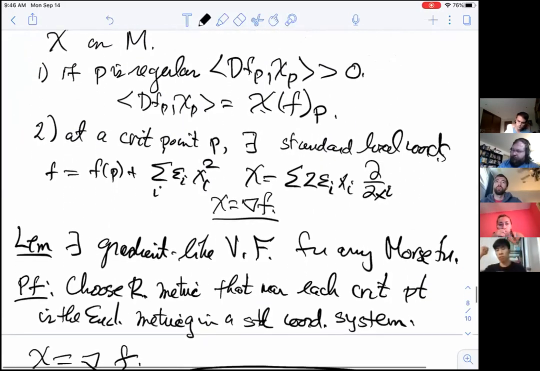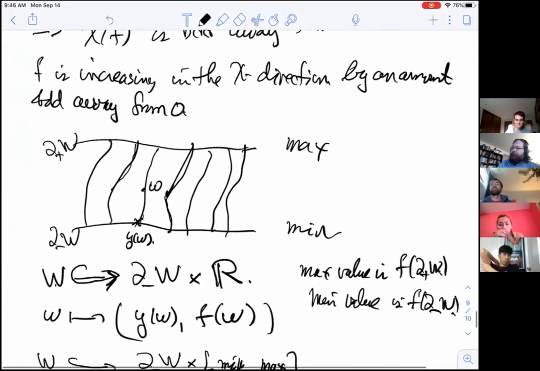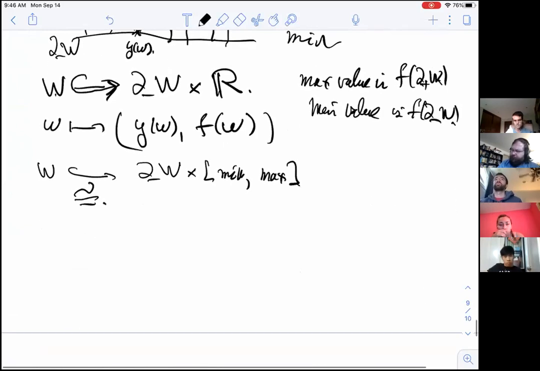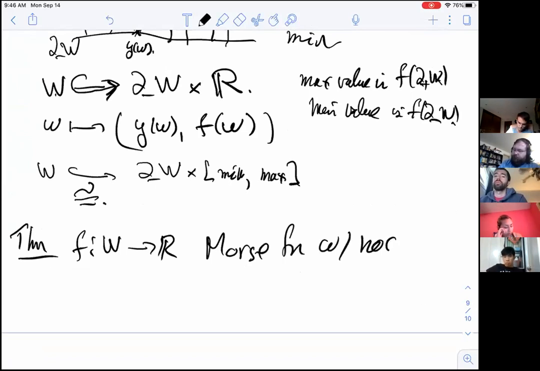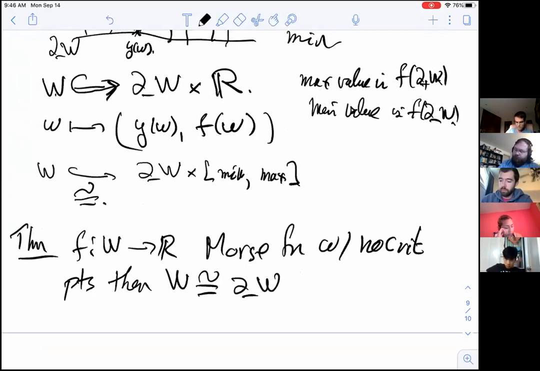So did I even state a theorem? What I've just proved is the theorem: if F mapping W into R is a Morse function with no critical points, then W is diffeomorphic to boundary minus W cross AB by a diffeomorphism such that F is projection to the second factor.